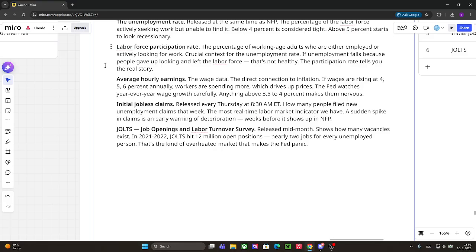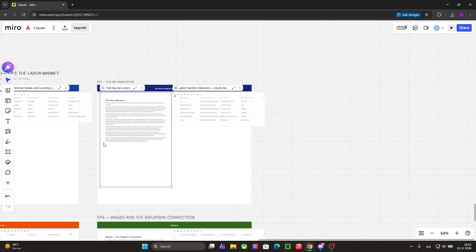JOLTS, the Job Openings and Labor Turnover Survey, released mid-month, shows how many vacancies exist. In 2021-2022, JOLTS hit 12 million open positions, nearly 2 jobs for every unemployed person. That's the kind of overheated market that makes the Fed panic.